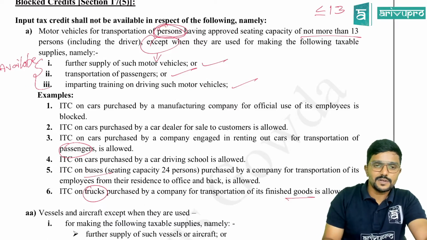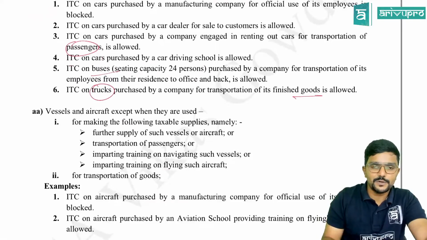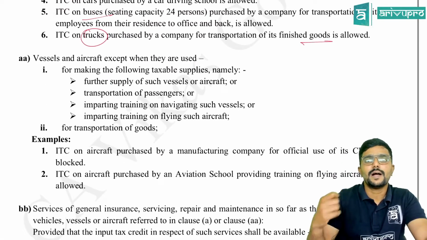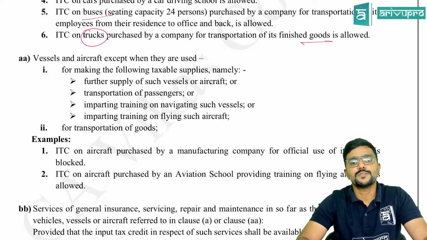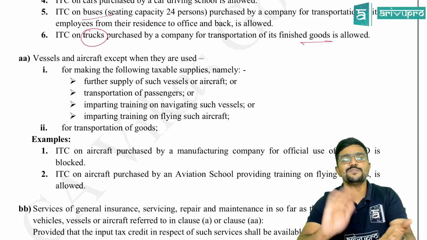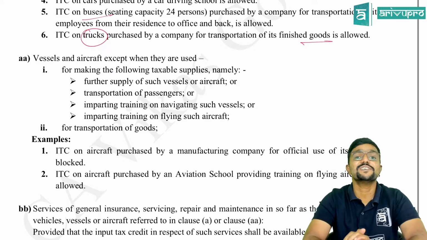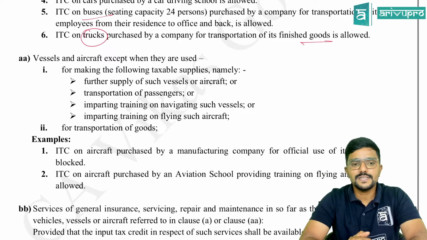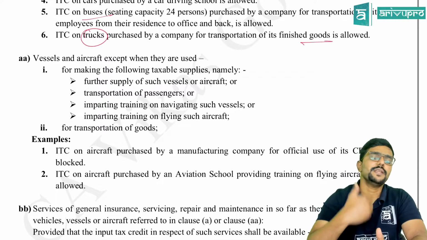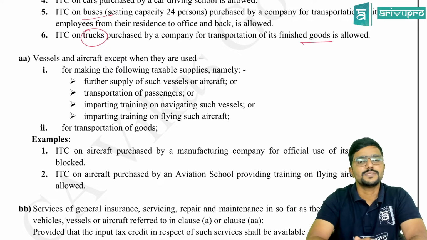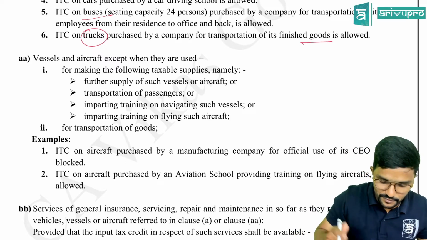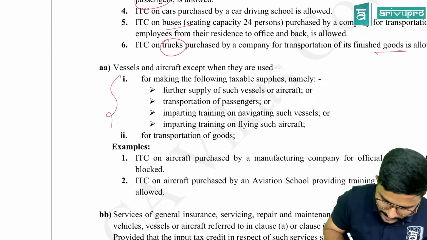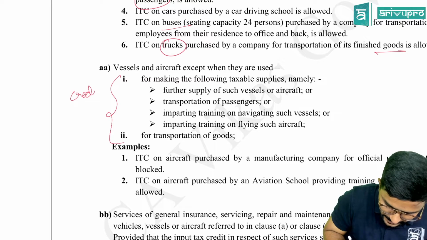Then whatever is given in clause B is also something related to that only, but the item is different. Vessels and aircraft, except when they are used for. Now, vessels does not mean the one which you will use in your home. Vessels means ship. So vessels and aircraft. Now you have purchased vessels or aircraft on which you have paid input tax. Can you claim the credit of it? No. That is what they are telling. But in the following cases, credit can be claimed. So in the following cases, credit is available.